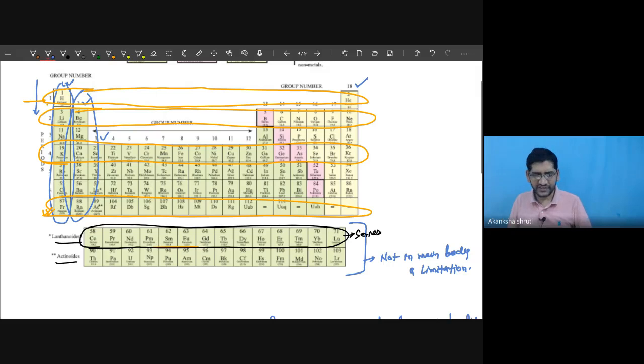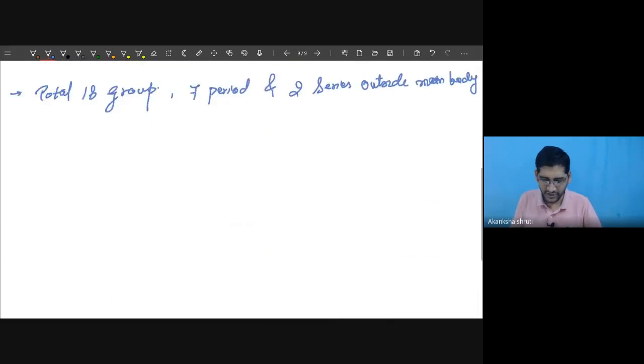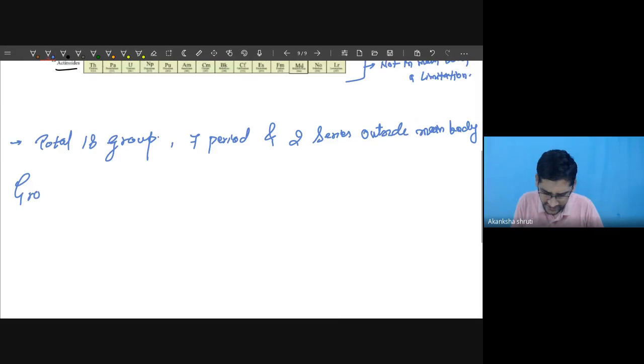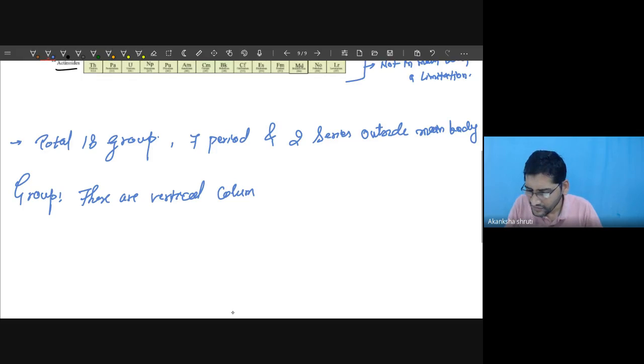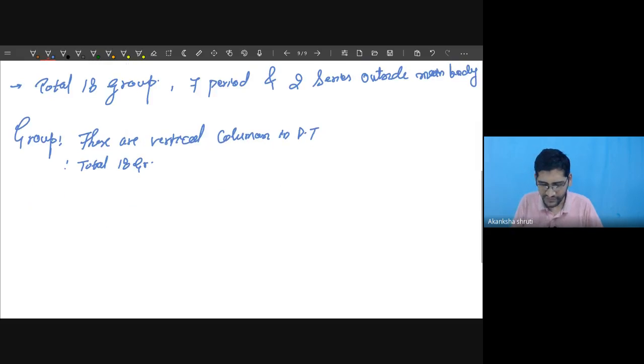Students, here you can observe group 1. What is group, what is period? Shall I write? The same thing, students, many a time, define group, define period, it is also asked. So write group: these are vertical columns in the periodic table. So total 18 vertical columns, so 18 groups.